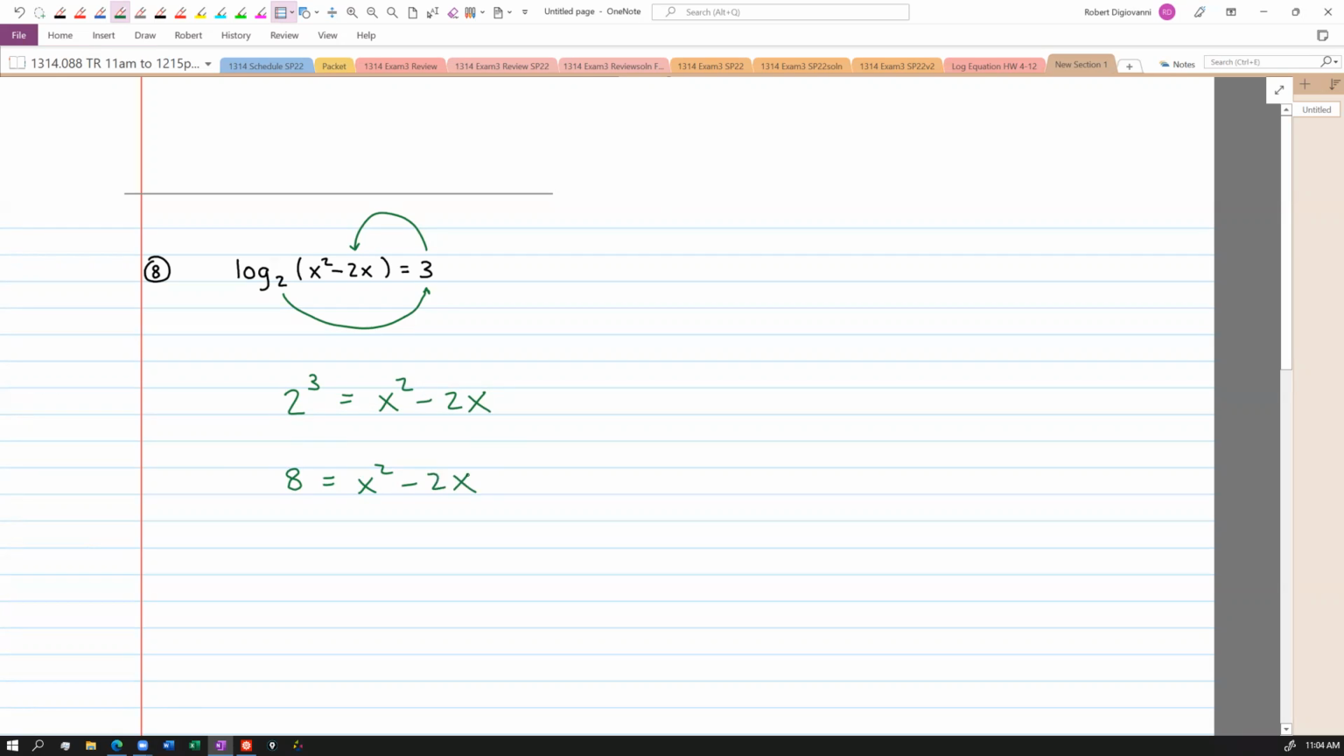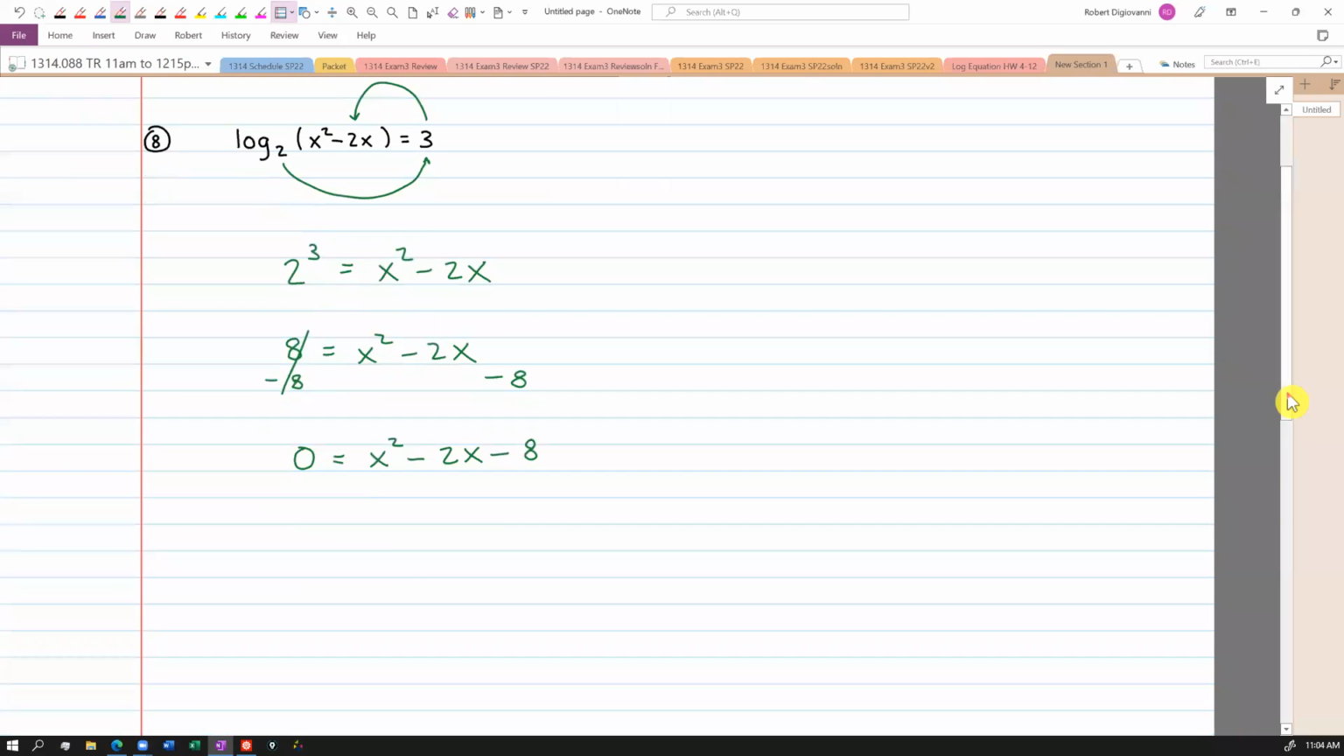And now this is the first time we've had a quadratic equation. It's not linear, right? So you have to solve it like a quadratic. So move everything over to one side. I will subtract 8 on both sides, let's say. So we get 0 equals x squared minus 2x minus 8. And then from there, we can either factor or you can use the quadratic formula. It's totally up to you.